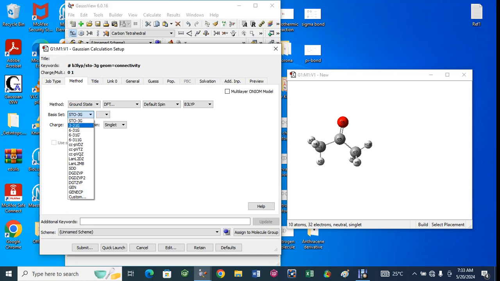So 3-21G, what does this mean? When we are talking about the Gaussian type orbitals, we can split them into two. We can have the double zeta split, and then we can have the triple zeta split. So this 3-21G is a double zeta split. The valence electrons can be split into the double zeta.